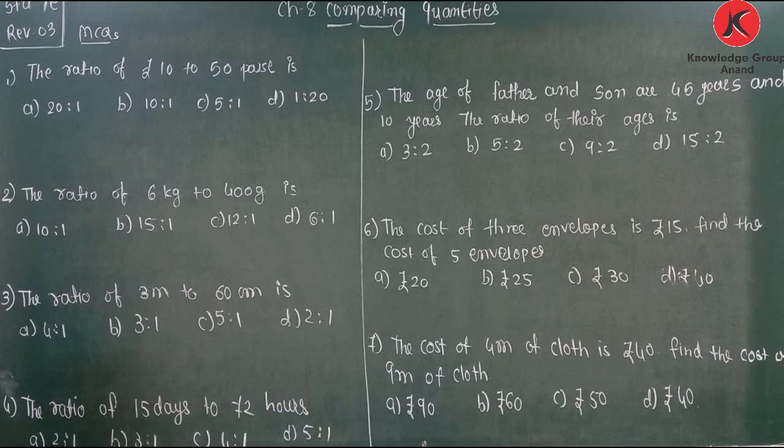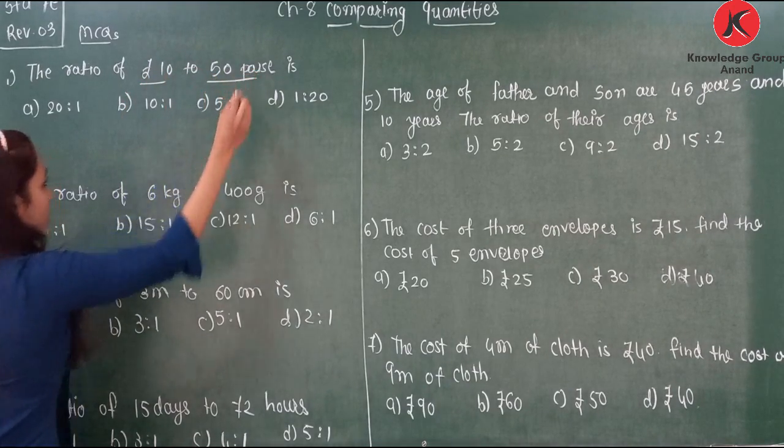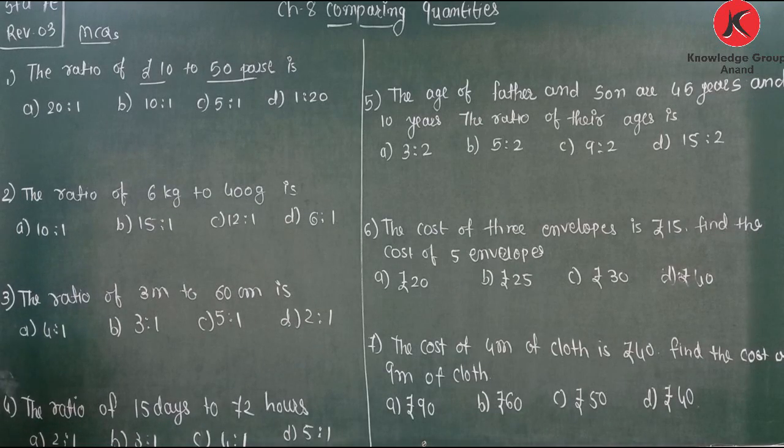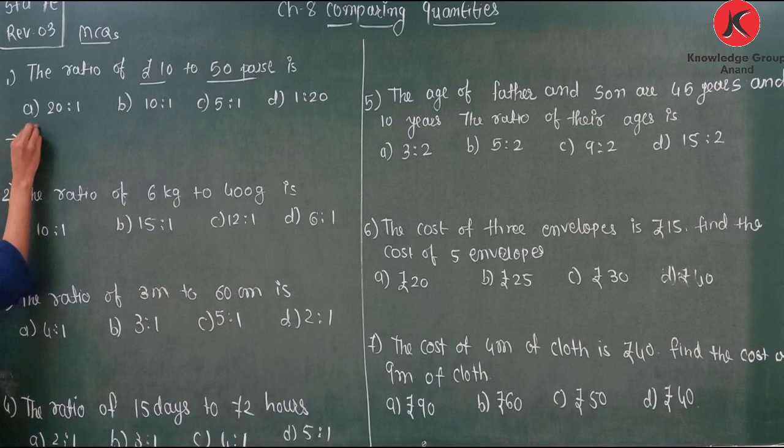So first is rupees 10 and 50 paisa. We need to find the ratio. In regular lecture we learned that ratio is a method of comparing two quantities when units are same. But here one unit is rupees and the other unit is paisa. So first we need to convert rupees to paisa. 1 rupee is equal to 100 paisa.